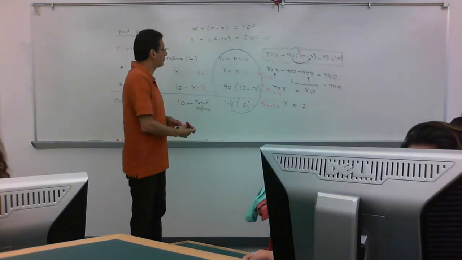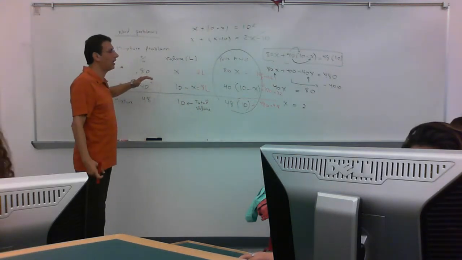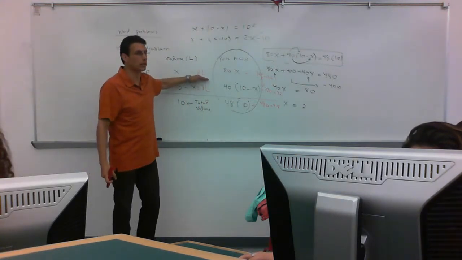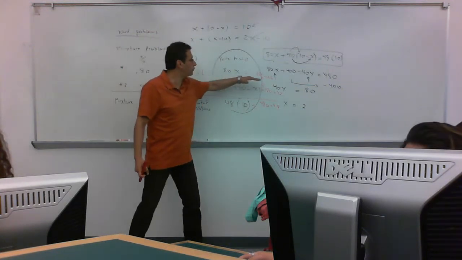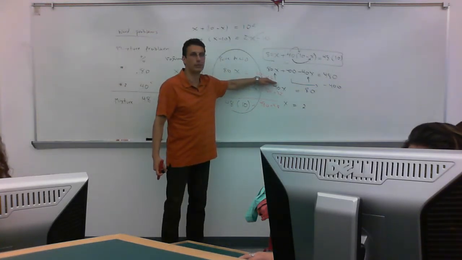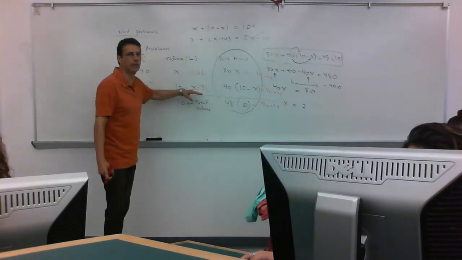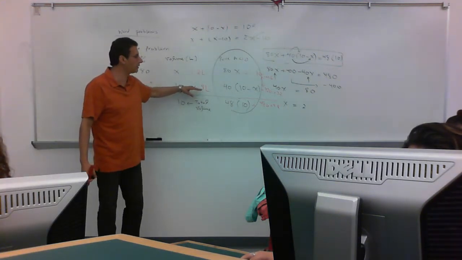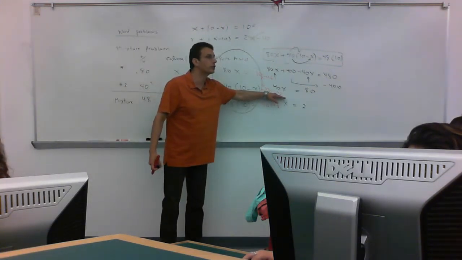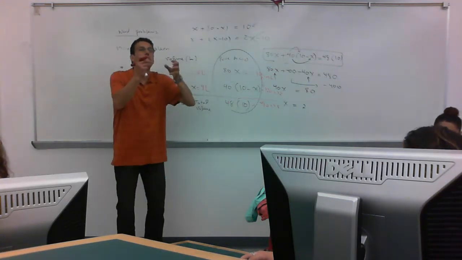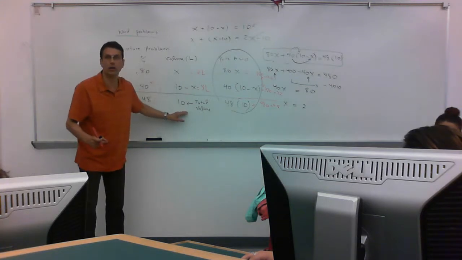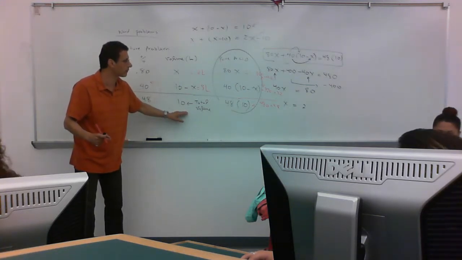What does it mean? The first one, out of 2 liters, we have 1.6 liters of acid. Is everybody with me? Pure acid. The second one, out of a total of 8 liters, we have 3.2 liters of pure acid. Are you with me? When we mix them, we get a total of 10 liters. Is that right?